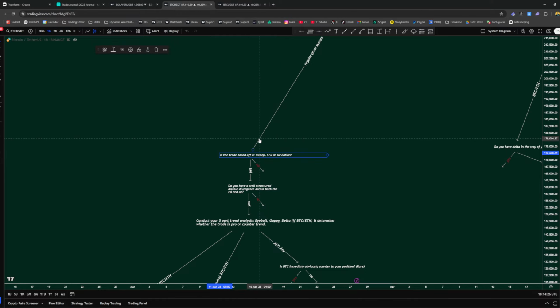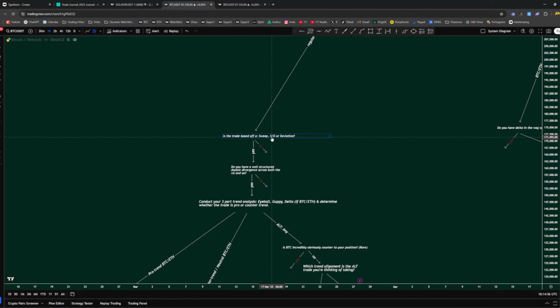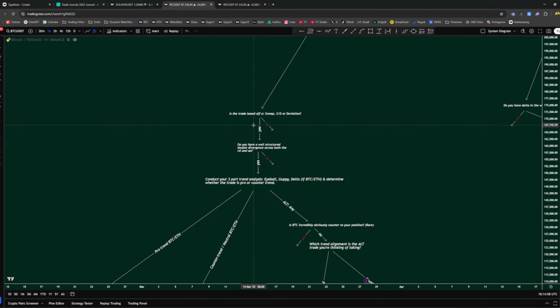Okay, so most of the spider diagram is a simple yes or no format. Some are multiple choice, but mainly it's just a simple yes or no structure. And you'll see how I've decided to lay out this process in a very seamless gatekeeping format later on. But we'll start with the spider diagram for now. Okay, so is the trade based off a sweep, supply or demand, or deviation, right?